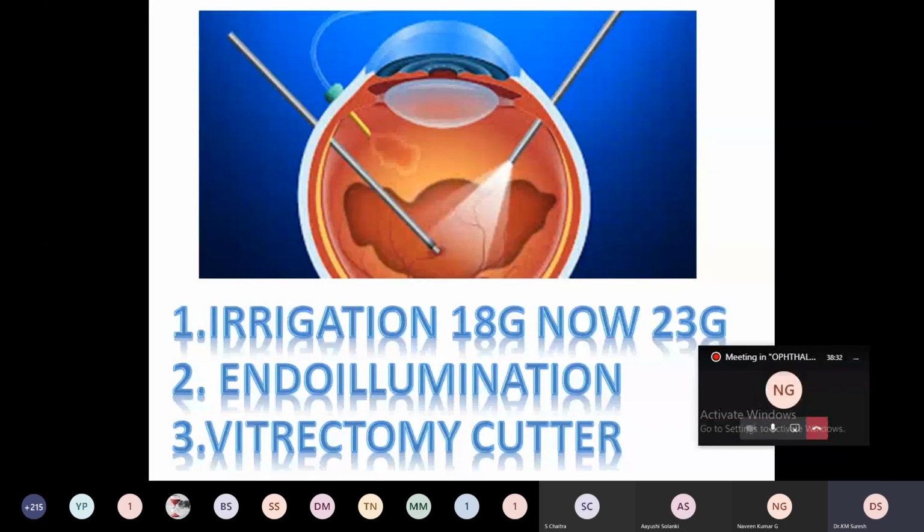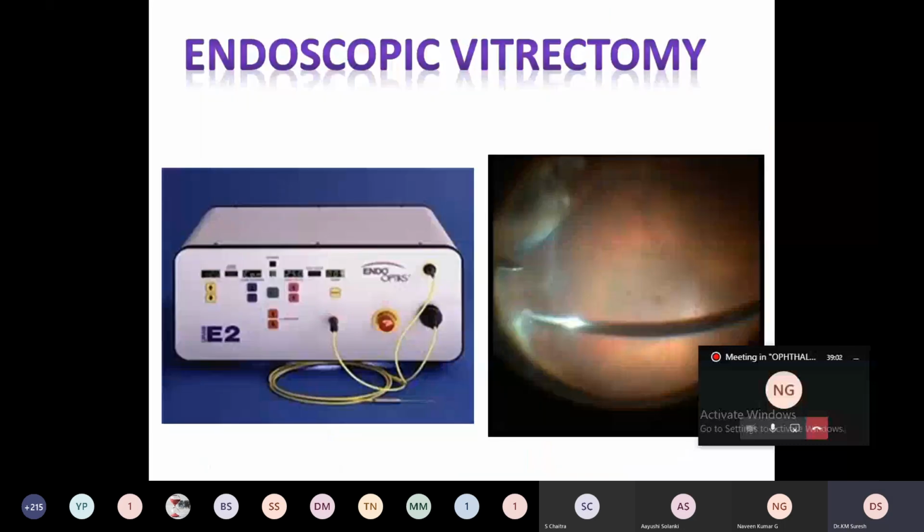One is for irrigation, wherein previously we used to use an 18 gauge irrigation cannula. Now we have converted it to a 23 gauge cannula, and most of the instruments are 23 gauge. There is an endoilluminator, and there will be a vitrectomy cutter, which not only cuts the vitreous but also aspirates. So the vitrectomy cutter will have both a cutting facility plus aspiration. This is the recent equipment.